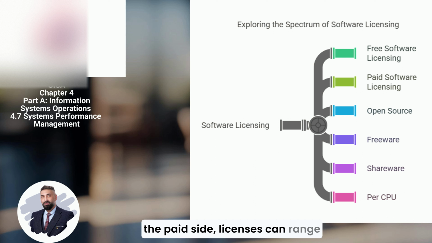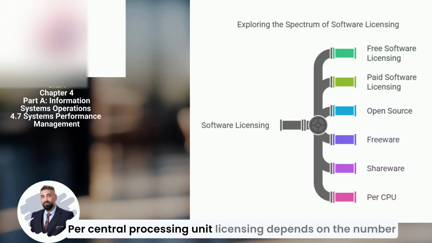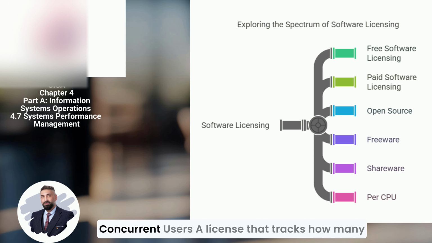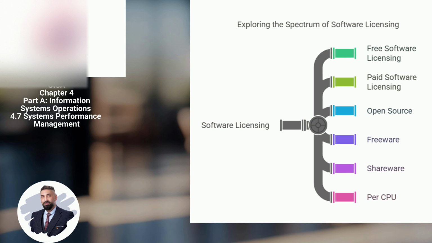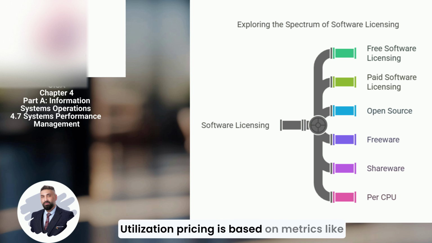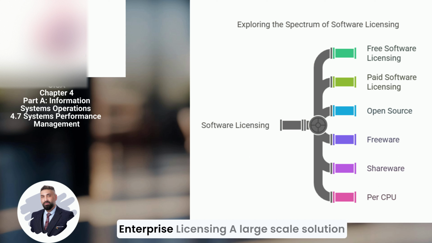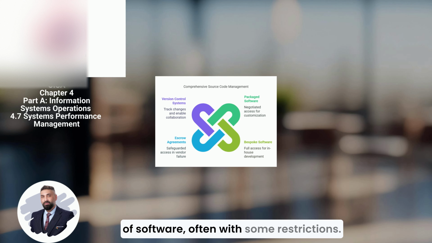Types of paid software licensing. On the paid side, licenses can range from individual users to large enterprises. Per central processing unit, CPU, licensing depends on the number of CPUs or their core counts for a server. Per seat, charges are based on the number of individual users. Concurrent users, a license that tracks how many users access the software at a specific time. Utilization, pricing is based on metrics like CPU usage or active users. Per workstation, charge per connected workstation rather than users. Enterprise licensing, a large-scale solution that allows an organization unlimited use of software, often with some restrictions.